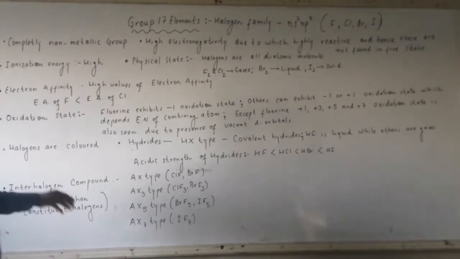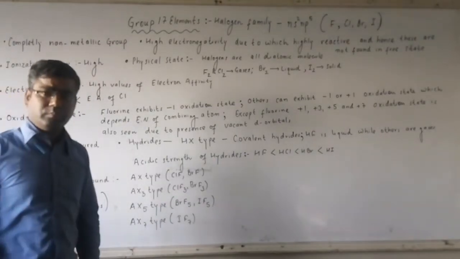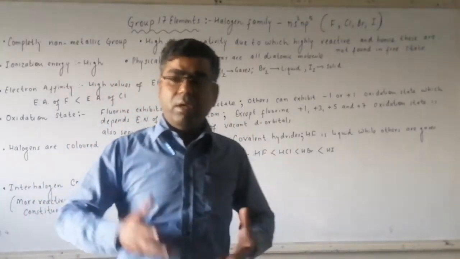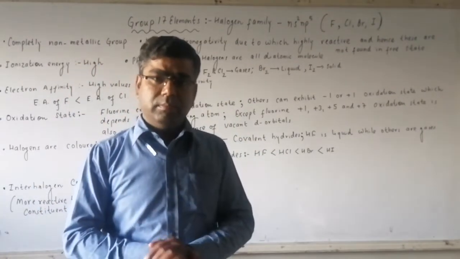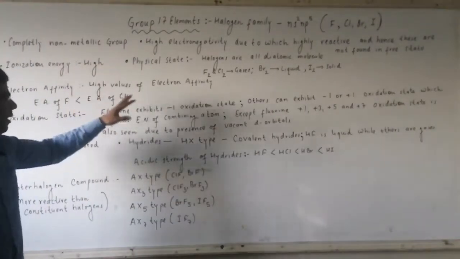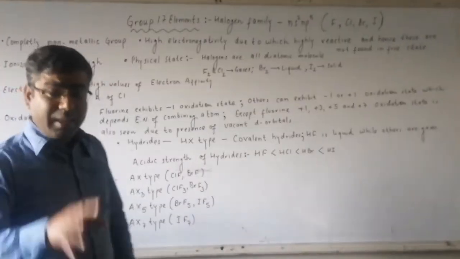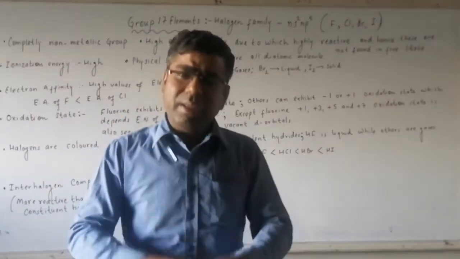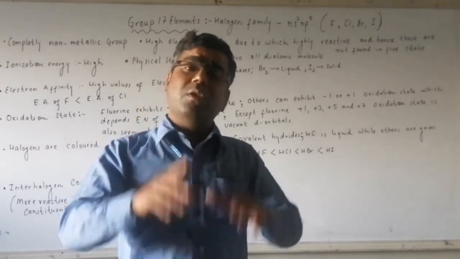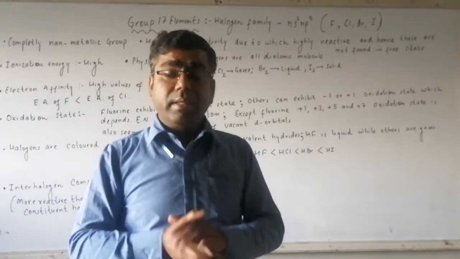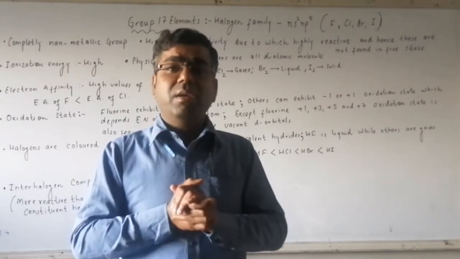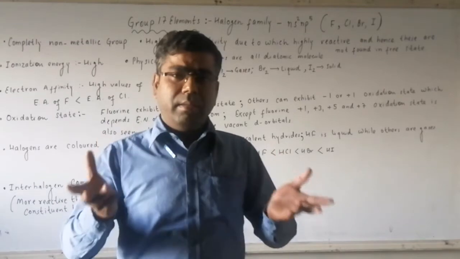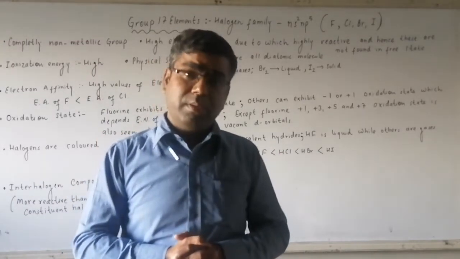Then comes electron affinity. How much force of attraction they are having for the incoming electron. It is written that they have high values of electron affinity. Reason is very simple. They have a small size. They have 7 electrons in their valence shell. They simply require one more electron for the completion of the octet. That's why they have high affinity for the incoming electron. An electron can be added easily, and in this manner they can complete their octet.